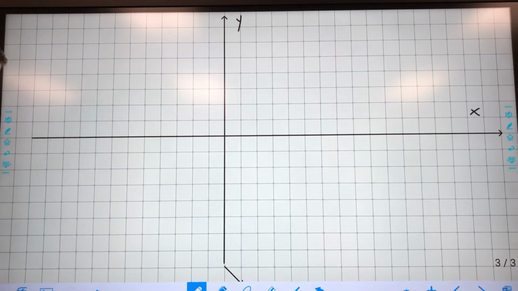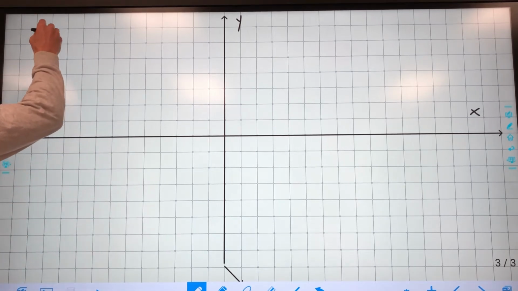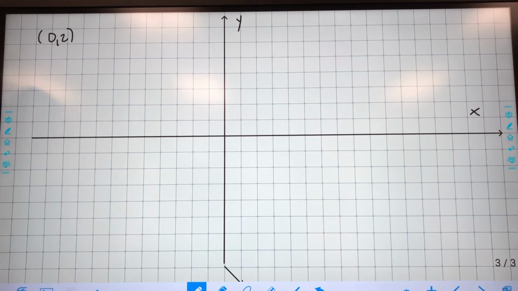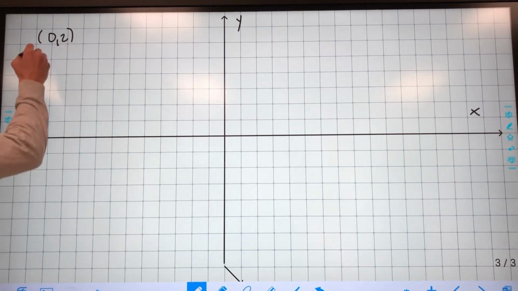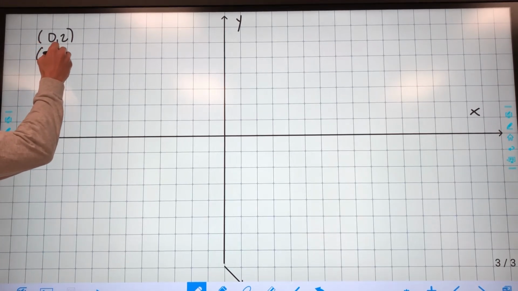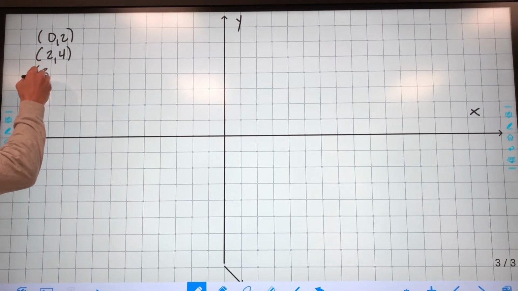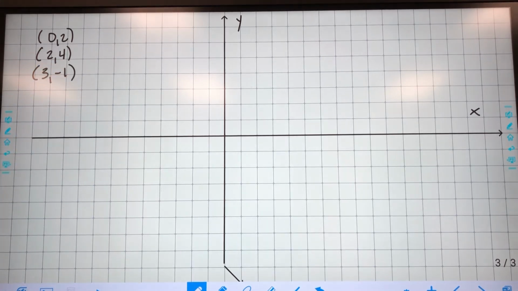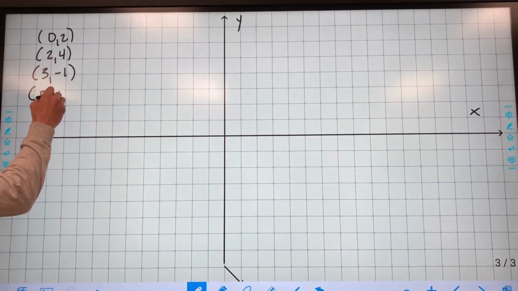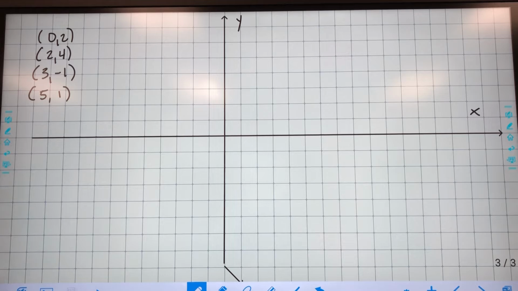So your points are 0, 2, 2, 4, 3, -1, and 5, 1. All right, so go ahead and graph this and see if you can figure out what the area and perimeter is. All right, so I pause it here.